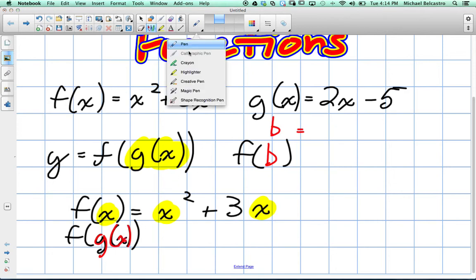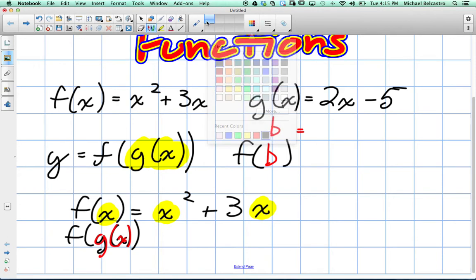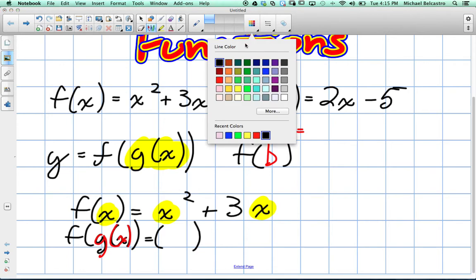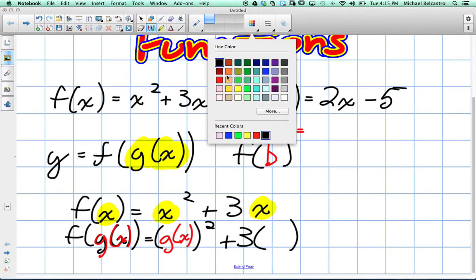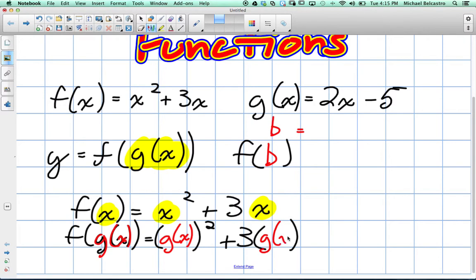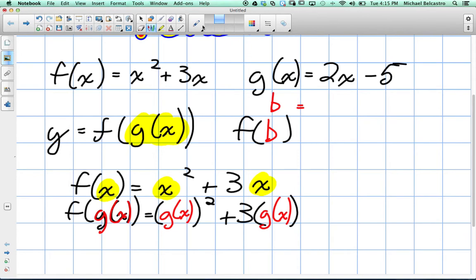So what happens here is, those buttons aren't working up there, so I have to go in and out every time. But this x is now replaced with our g at x, and we know it's squared, okay, plus 3 times, and we replace x again with our g at x function. Okay, and then from there, the next step is to actually put in what g at x is equal to, so the actual linear equation. So we're going to replace our g at x's with 2x minus 5 in this case.